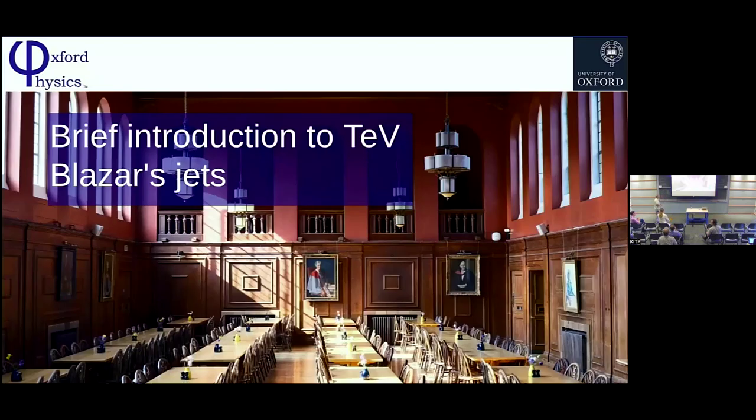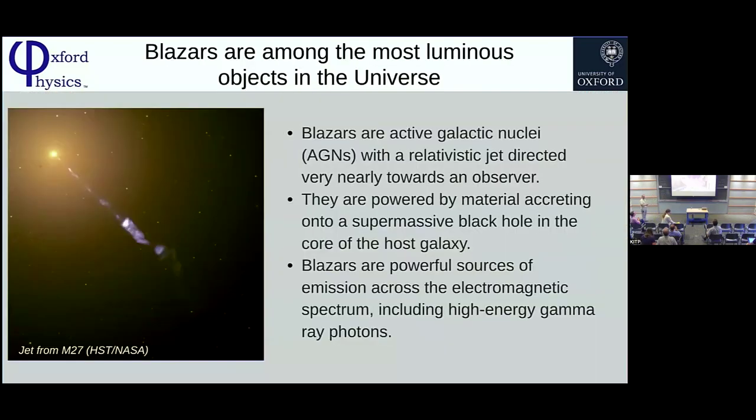Initially, I started with a very brief introduction to TeV blazar jets. I know that most of you will know better than me what I'm talking about, but for the laser part of the talk, it's better just to give a little bit of background. Blazar jets are essentially active galactic nuclei with a jet which is directed towards the Earth, and they are powered by material accreting on a supermassive black hole. Blazars are powerful sources of emission of electromagnetic radiation.